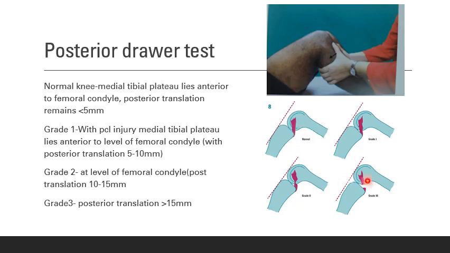This is normal. In grade 1, the medial tibial plateau lies just anterior to the femoral condyle, but there will be a posterior translation up to 10 mm, between 5 to 10 mm. In grade 2, the medial tibial plateau will be along the line of the femoral condyle. This is grade 2. In grade 3 PCL injury, the posterior tibial translation will be more than 15 mm. That means the medial tibial plateau lies behind the femoral condyle. This is a grade 3 PCL injury.